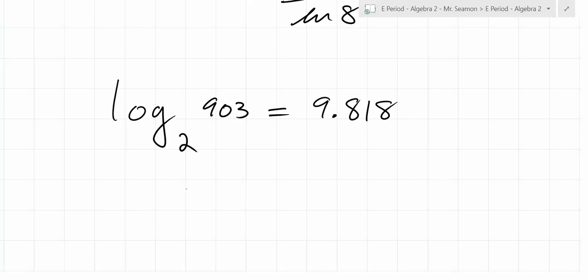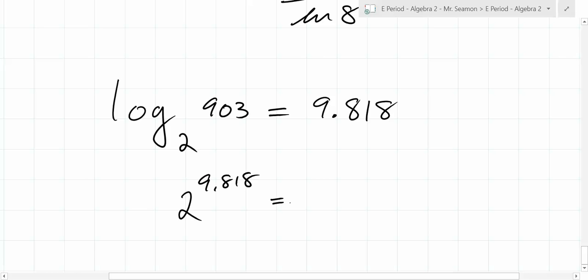How do we check to see if this is correct? Wait, sorry, did you say 818? He got around 9.818. Okay, so do this for me. Do 2 to the 9.818. What do you get? What should you get? 903. Do you get 903?